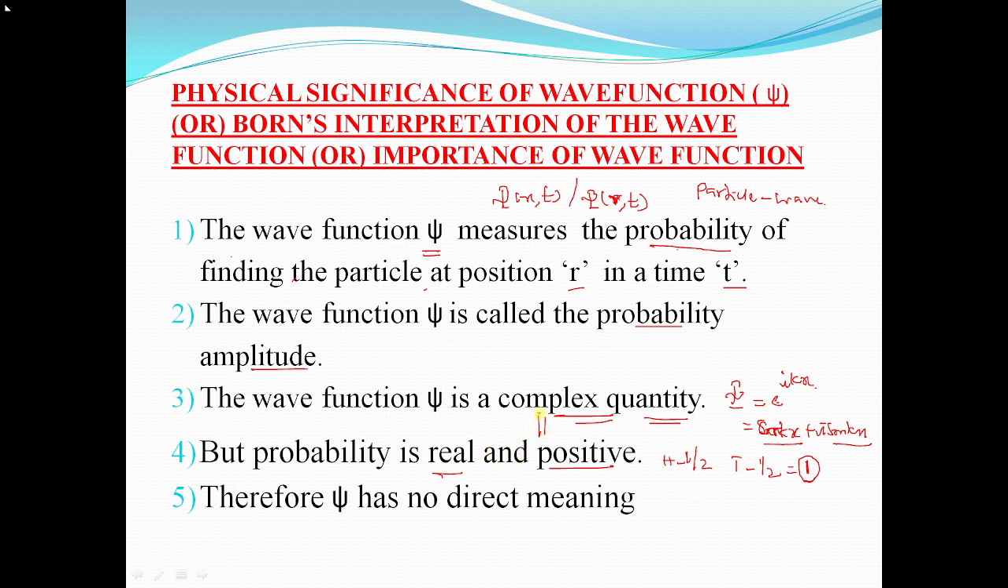But the wave function psi is a complex quantity. So how does psi measure probability? Psi cannot measure probability, meaning the wave function psi has no direct meaning. Have you understood what I said? First of all, I said that psi measures probability. But later they found that psi is a complex quantity and probability is real and positive. Means psi doesn't give probability. Then which one gives probability?